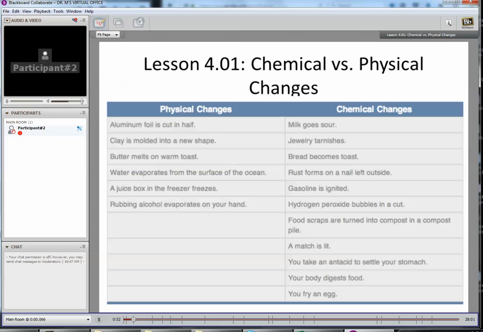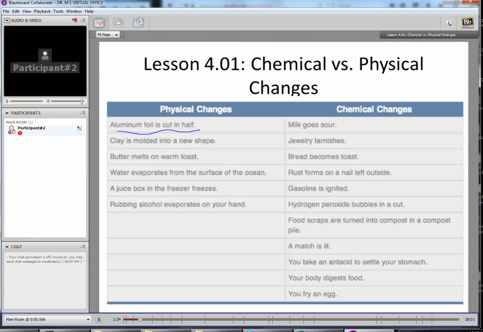Just to go over some quick examples here, really just to highlight the changes here. Physical changes, remember, are speeding up of atoms, okay, or slowing them down. So the big thing here with physical changes is the actual substance is not going to actually change. So in the case of our first example, the aluminum foil is cut in half, all right, it's still going to be aluminum foil. We've kind of changed where the atoms are, but the atoms haven't been rearranged in any way, shape, or form.